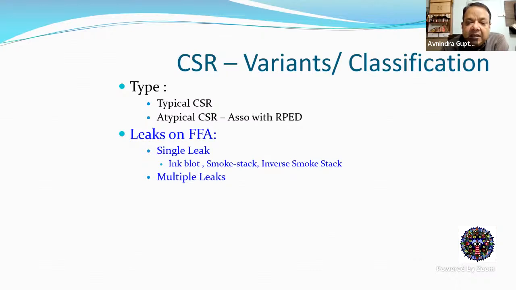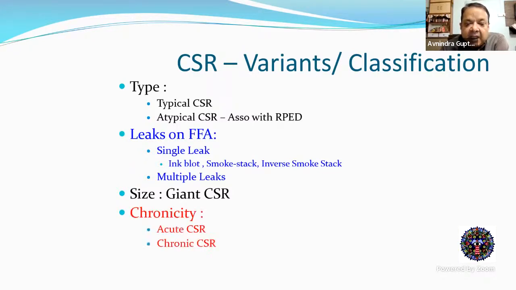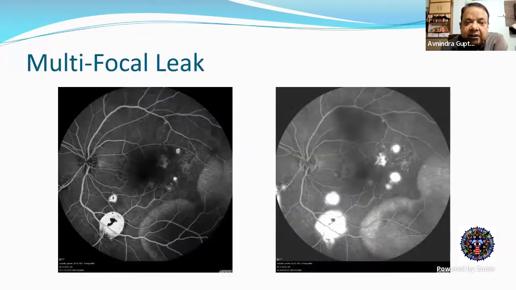Leaks on FA can be a single leak, that is an ink blot, or it can be a smokestack or inverse smokestack. There can be multiple leaks. If the CSR is very large and involving the inferior retina, we call it a giant central serous retinopathy. And it can also be classified according to the chronicity. It can be acute or chronic central serous retinopathy.